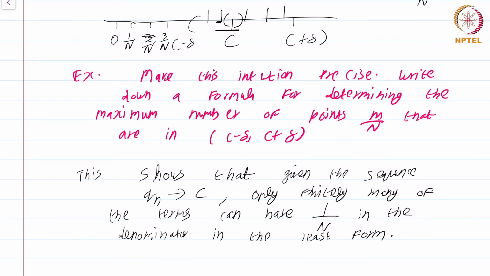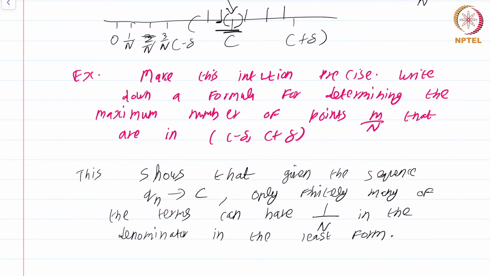Note, I'm crucially using the fact that C is irrational. That means the markings of the ruler can never coincide with C. They can be near C, but they cannot be arbitrarily close to C. So I can always choose a much smaller interval, let's say C minus delta by 10,000, C plus delta by 10,000, such that none of these points of the form m by n are in this new interval. But the sequence Qn converges to C. So Qn must eventually be in this newer open interval. And here there are none. So after a point, all the terms Qn cannot have the form 1 by n in the denominator.